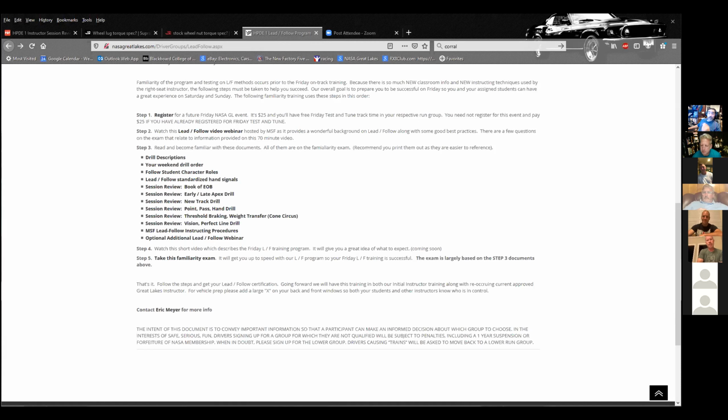Hey, doing the lead follow, do you talk with the students at all about the distance to follow the instructors at? Yeah, I've done lead follow before, and if they're too close, they can't see your line. Right. If they're too far back, they just kind of get lost. So is that something y'all cover as well?